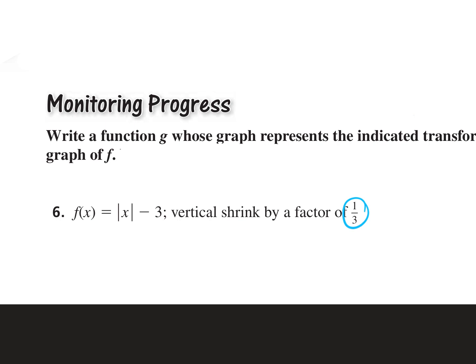And what does it get multiplied to? Everything. So stretch and shrink is almost the same exact thing happening. It's just going to be, when it's a shrink, the number will be a fraction. If it's a stretch, it'll be a number greater than 1. So we have 1/3 times the absolute value of x minus 3.